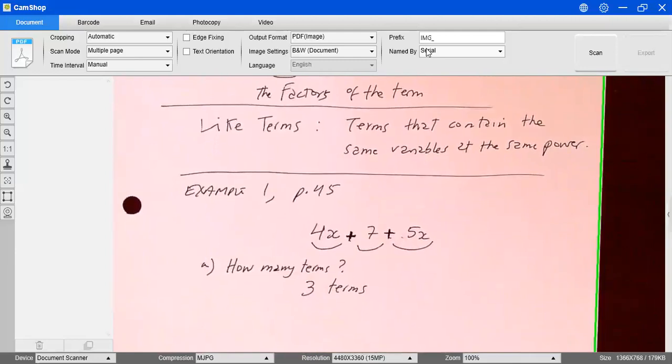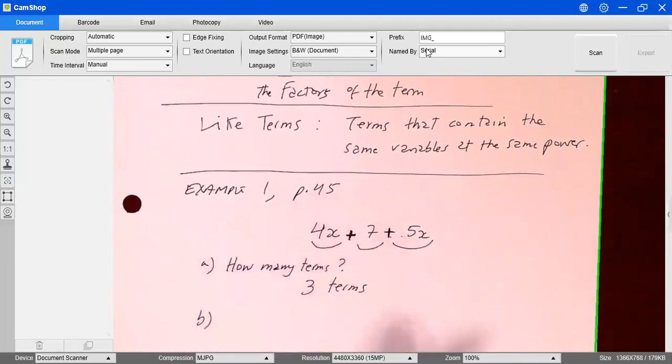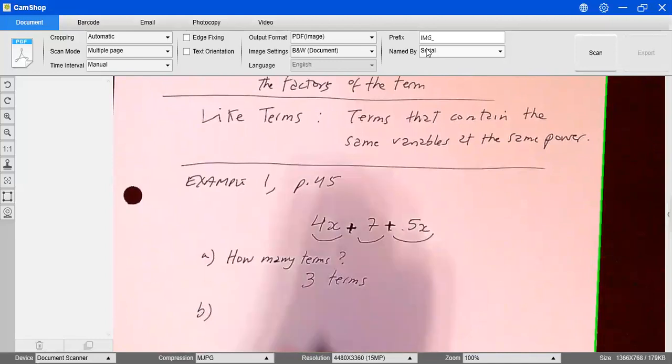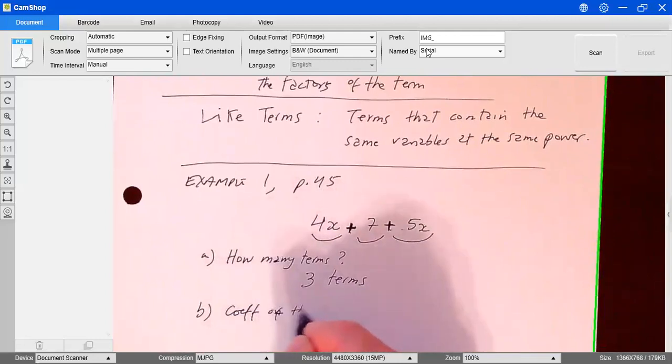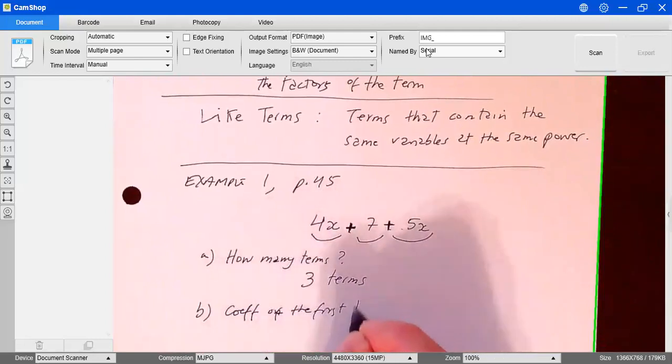So the second question is, what is the coefficient of the first term?